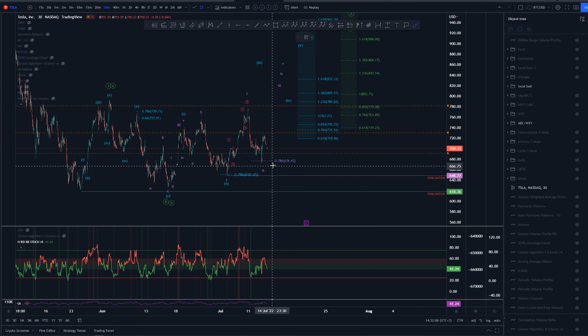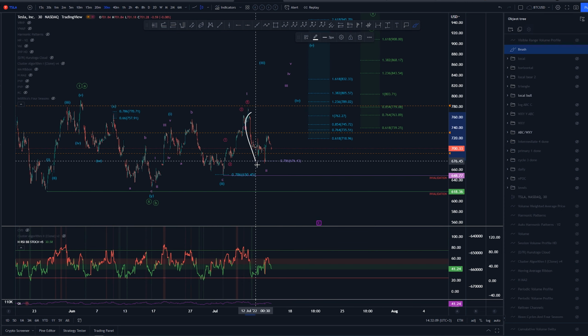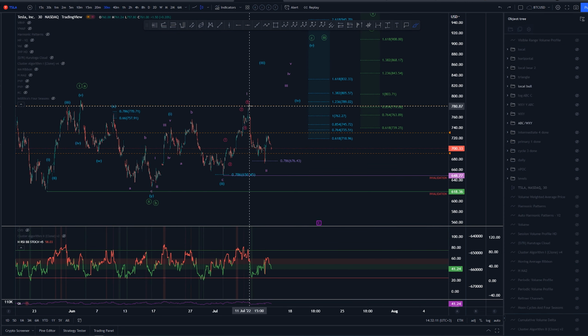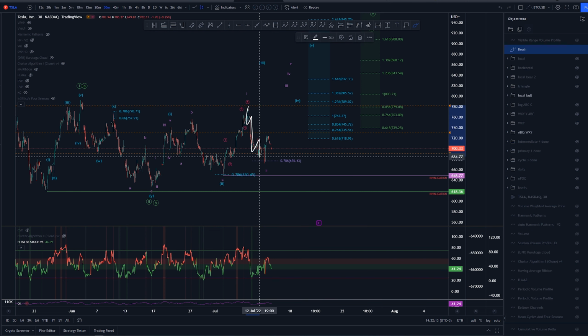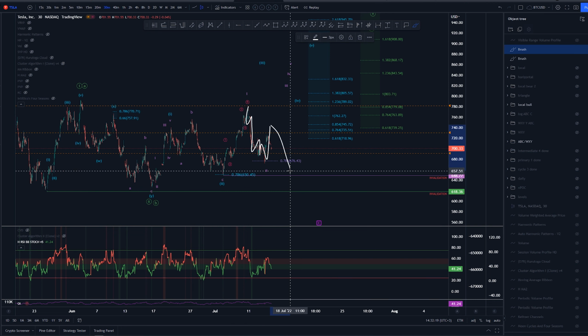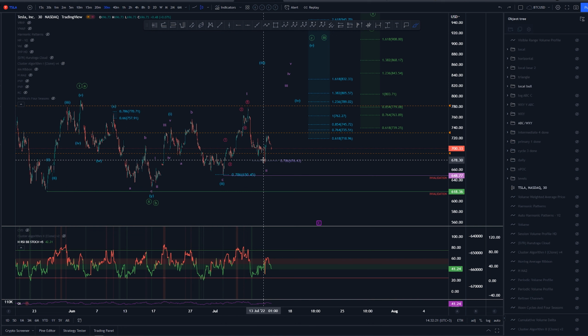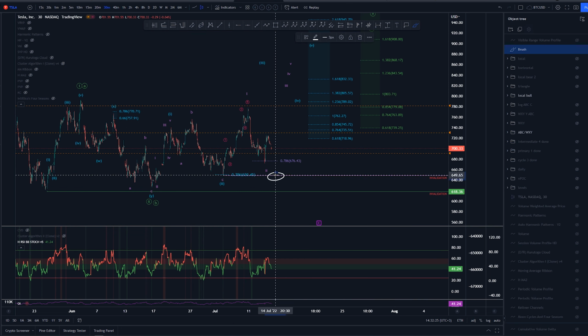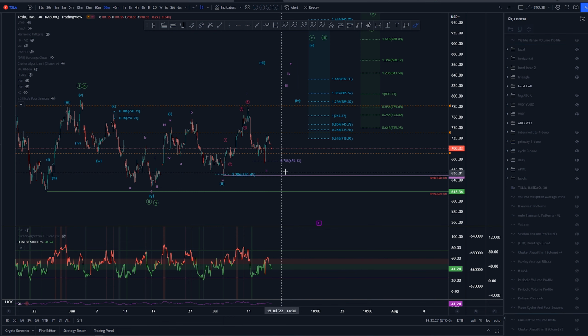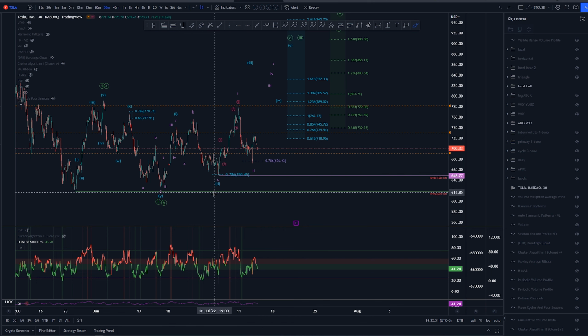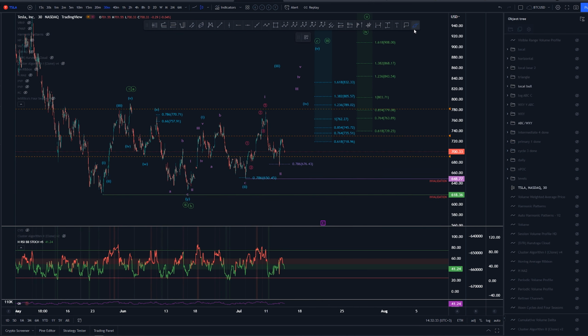What makes this less likely is that this structure in here reminds more of a 5-way move, 1, 2, 3, 4, 5, ABC, and then we could be looking at some kind of a 5-way move down again. The goal would be taking out the previous lows here, but again, invalidation is really close, around $650. And if that is taken out, then I feel like this whole structure is crumbling even more apart than it currently is.